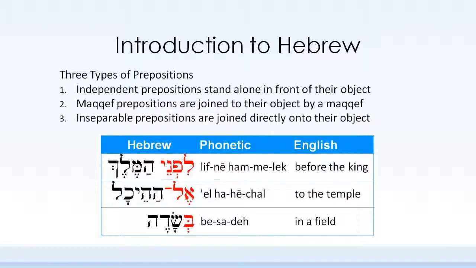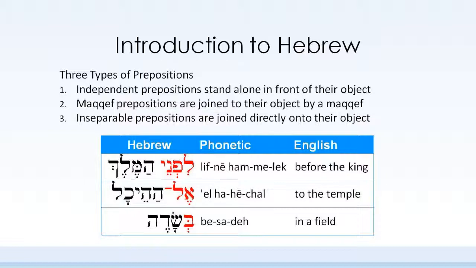In Hebrew, there are three types of prepositions. Independent prepositions stand alone in front of their object. Makef prepositions are joined to their object by a makef. Inseparable prepositions are joined directly onto their object. In the chart below, we see three Hebrew prepositional phrases that illustrate the three types of Hebrew prepositions.